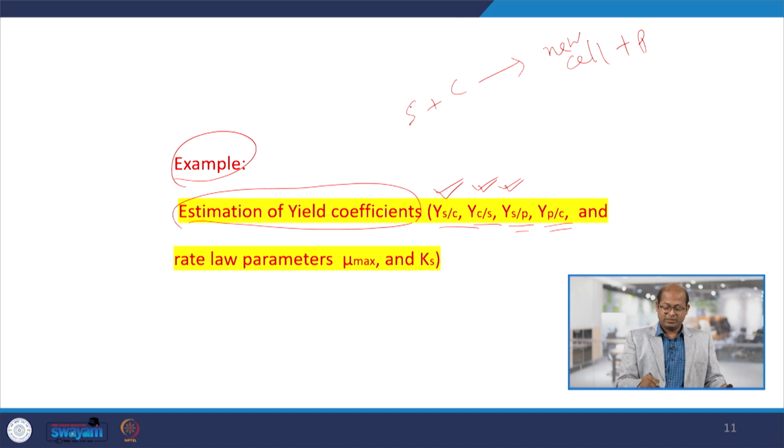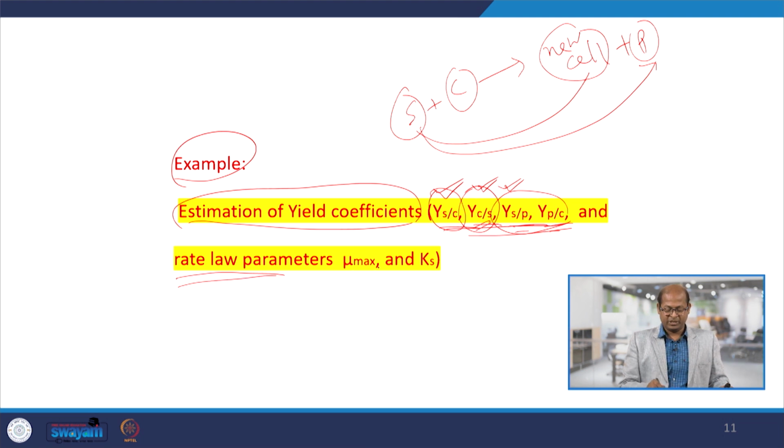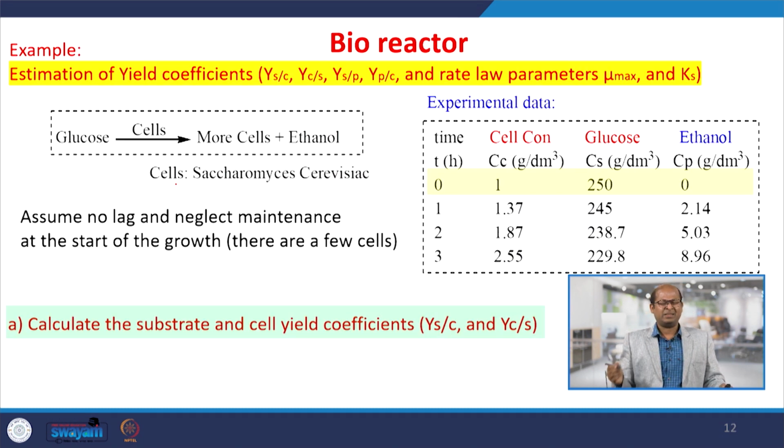So, we consider substrate consumption per unit cell, or substrate consumption per new cell formed, or substrate consumption per unit product formed. The yield is the ratio of two components in terms of grams. So, what is the definition of the yield coefficient? These are the components we will find out. At the same time, we know the rate law parameters. The rate law coefficients mu max and Ks we will also find out by considering one simple cell reaction.